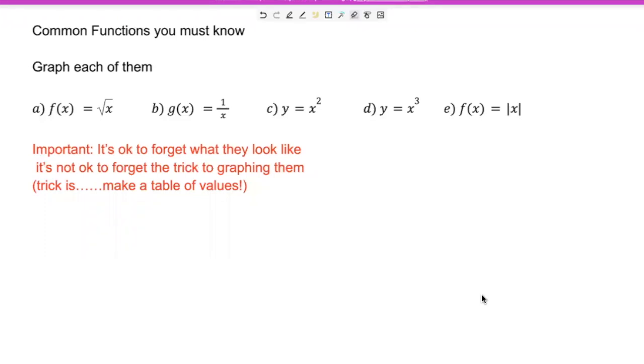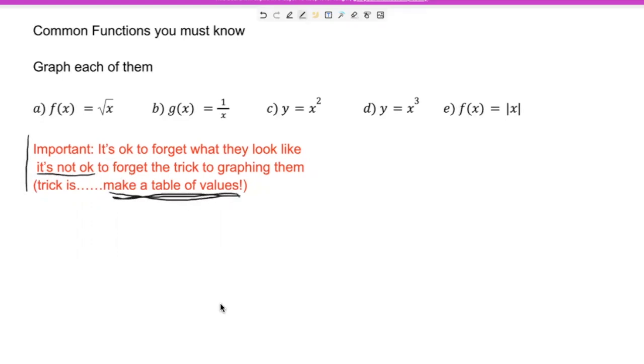Here I'm going to explain how we graph these typical base or parent functions. And I want to go straight to this point right here. It's perfectly fine for you to forget what these shapes look like. But what's not okay is to forget how you can come up with their shapes. So, let's say you don't know what square root of x looks like. That's fine. But you cannot forget this part.